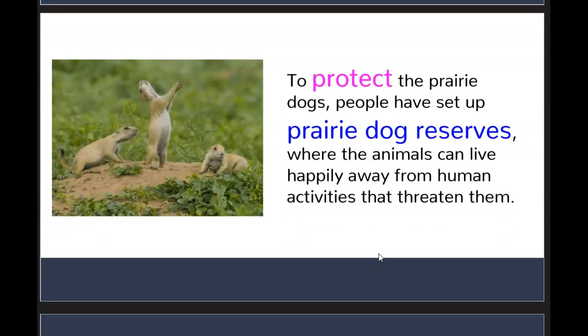To protect the prairie dogs, people have set up Prairie Dog Reserves, which are places where the animals can live happily away from human activities that threaten them. Look at that. They're so happy. They're just a little dancing around.